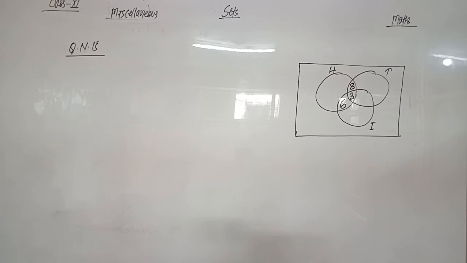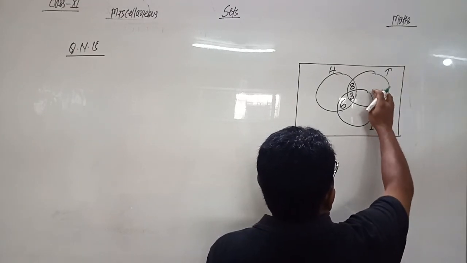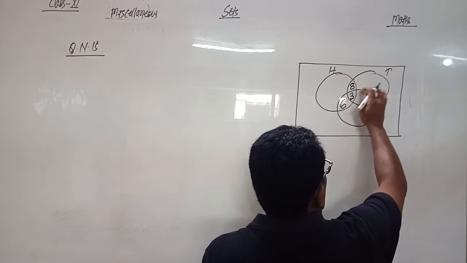26 read newspaper, and 9 read both H and I. 9 people read H and I. 11 read both H and T. Then 8 read both T and I.